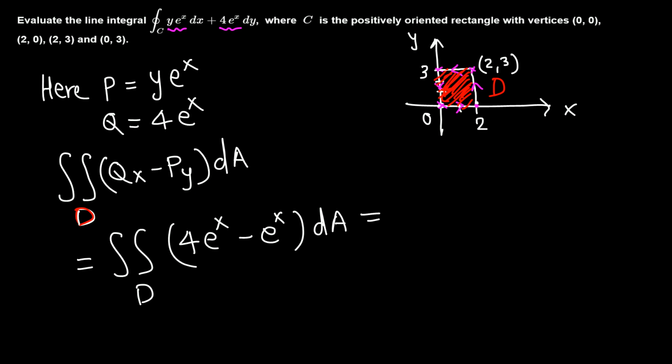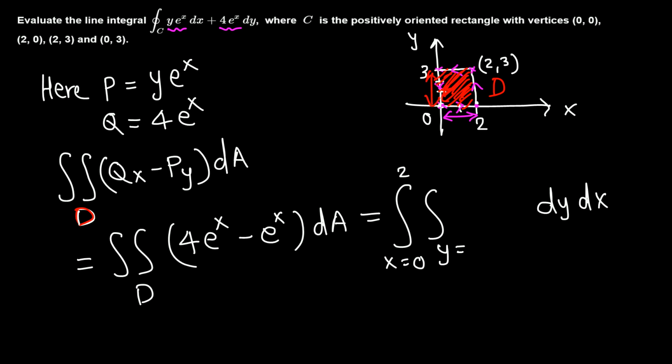Now this is a rectangle, so we don't have to worry about type 1 or type 2, and we can write in any order. It doesn't matter. We can go for dy dx or dx dy. With x outer, x is running from where? If we look here, x is going 0 to 2. And how about y? Y is vertical, so 0 through 3. And this integrand is 4e^x minus 1e^x, just 3e^x.